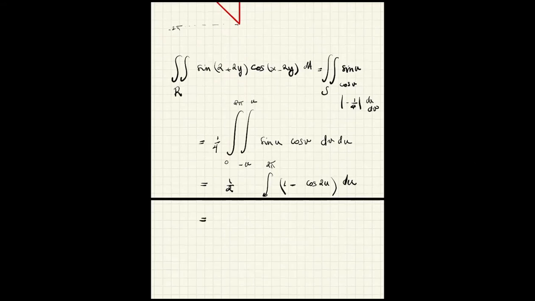And this is gonna give you 1/4 u minus 1/2. Sorry, it's 1/4, not over 1. 1/4 u minus 1/2 sine 2u, from 0 to 2 pi, which is 1/2 pi.